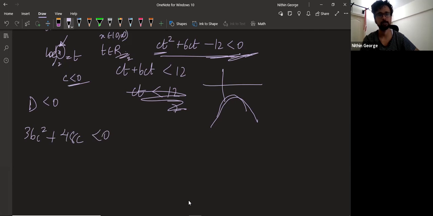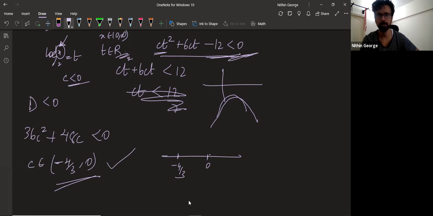Understand this. So D less than 0 means b squared minus 4ac is lesser than 0. Here you get two roots which are 0 and minus 4 by 3. So c is between minus 4 by 3 and 0. These are the values of c, that's it. That is saying c less than 0, so it's fine. Please ask if you didn't get this.